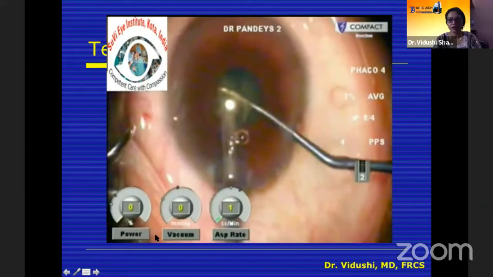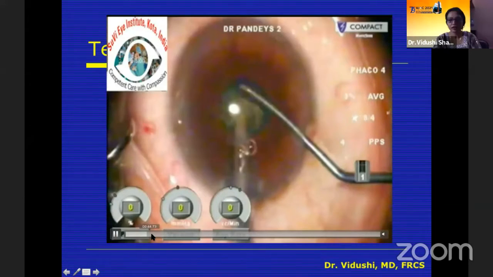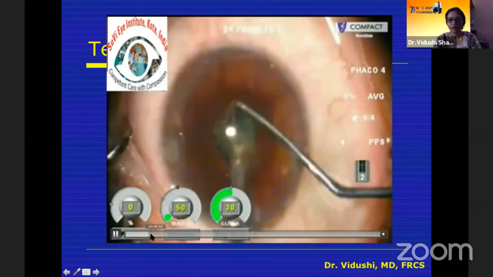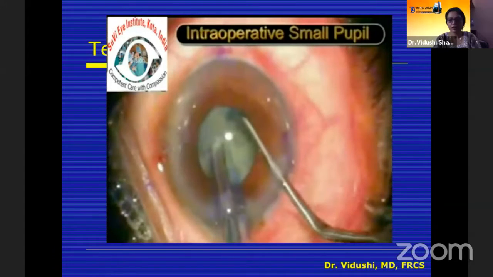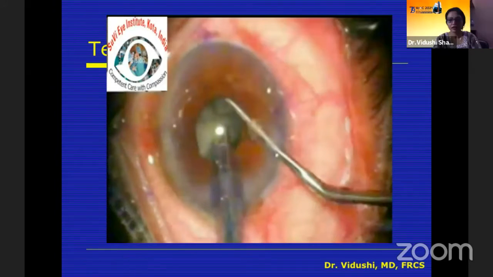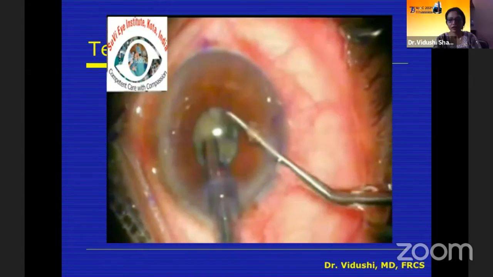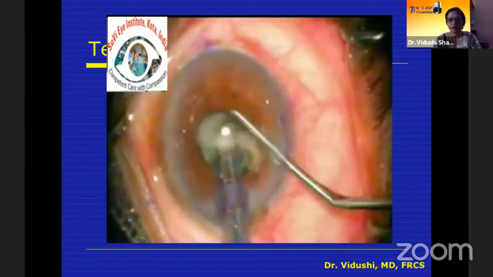So the different devices that are available are, number one is viscomydriasis, using super cohesive viscoelastics and different high density viscoelastics that are now available, like Healon 5, which causes viscomydriasis. But along with that, as the viscoelastic is washed out of the anterior chamber, the pupil tends to come back to its normal position. So we have to keep re-injecting the viscoelastic that we are using. And this will obviously take some time.